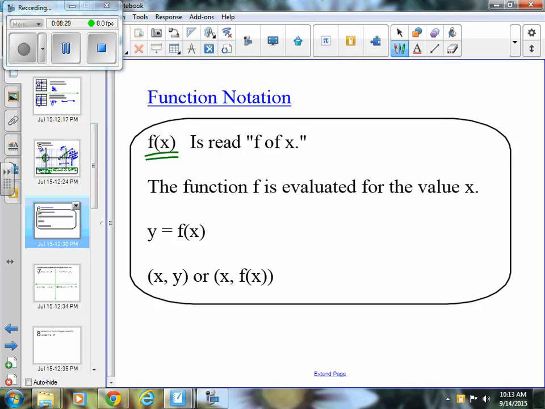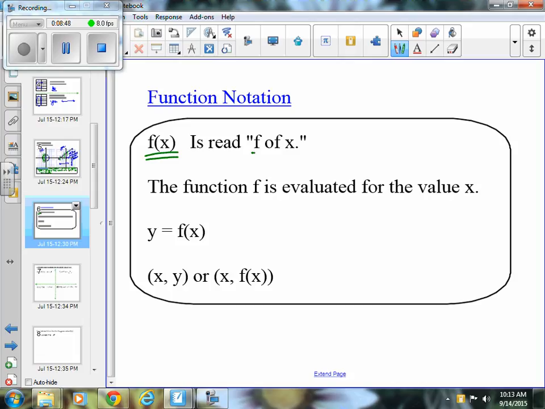A lot of people see the parentheses and they assume times. It is not multiply. It just means the name of the function is f. The letter or the variable you're going to use to write the rule is the x. Those can be different. They don't have to be f and x. It could be function g and the variable is q. It could be pretty much anything.